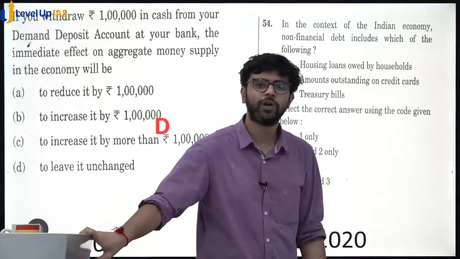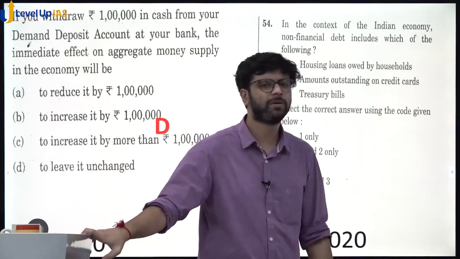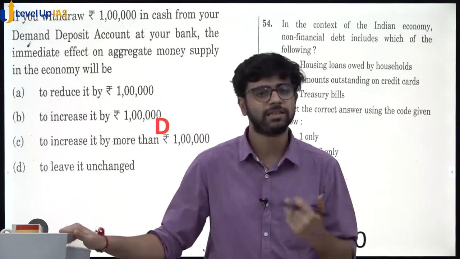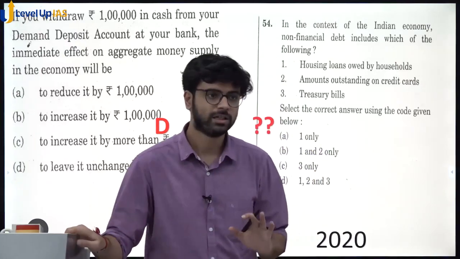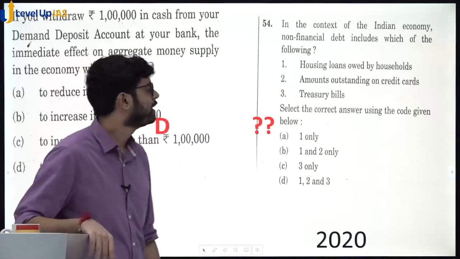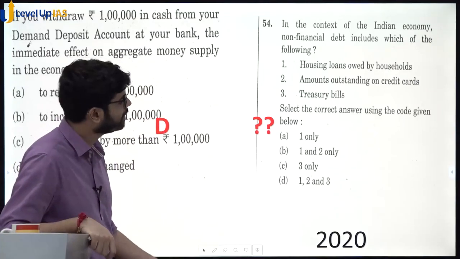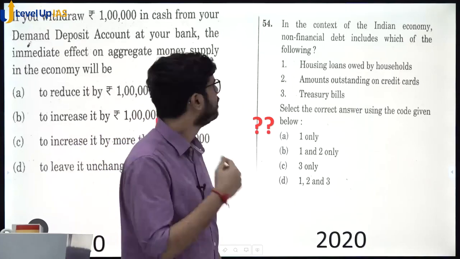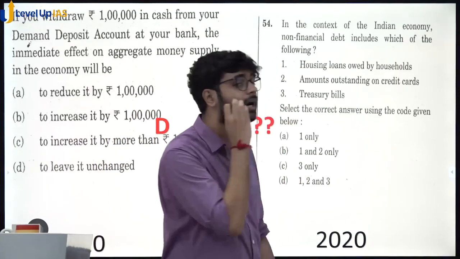And I have told you, out of 10 questions, one question will be very vague, or the question will be vague, or the answer will be vague, or something will be wrong with it. This is that question of the 2020 paper where we don't know what the answer is. You can argue, you can say this can be it, but whatever UPSC gives as the answer will be the final answer. We don't know what the answer is here, because there are different interpretations.